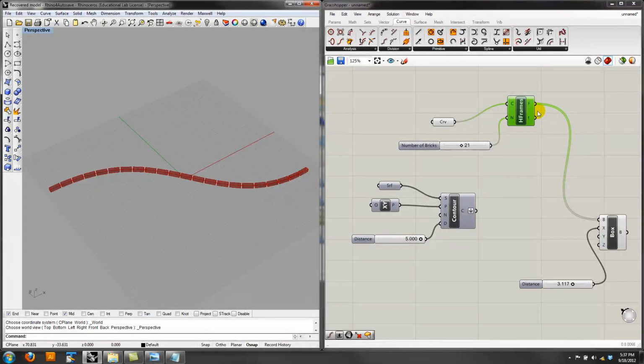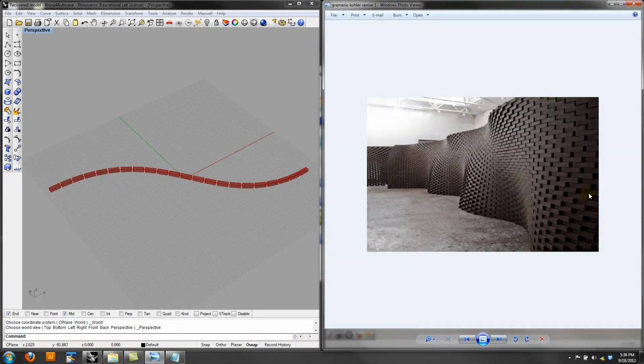But the horizontal frames is something I haven't talked about, but it's essentially a special way of getting planes along a curve. And that's really key for certain types of distribution problems. And now we're even closer to this idea of the brick flowing along the wall.